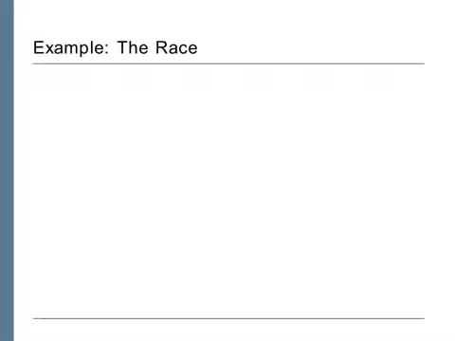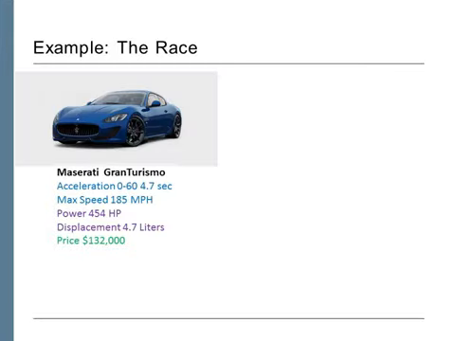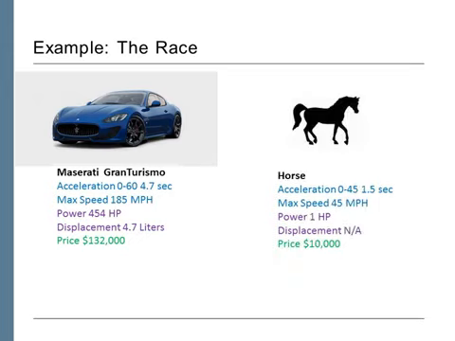Let's take a look at another example of the difference between performance and effectiveness. We'll have a race. I'll give you a Maserati, a great car with outstanding performance and system attributes: 0 to 60 in 4.7 seconds and a top speed of 185 miles an hour. I'll take a simple everyday horse. 1 horsepower, top speed about 45 miles per hour, but I get to pick the race course.